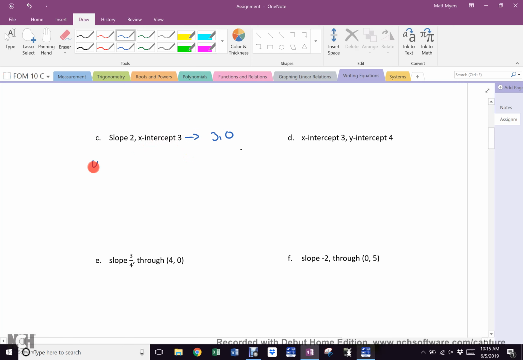Okay, so you have y equals 2, x minus 3. Okay. You could have y equals 2x minus 6. You could have that. What? They're the exact same answer. They're the exact same thing, so they're both worth 1 mark.